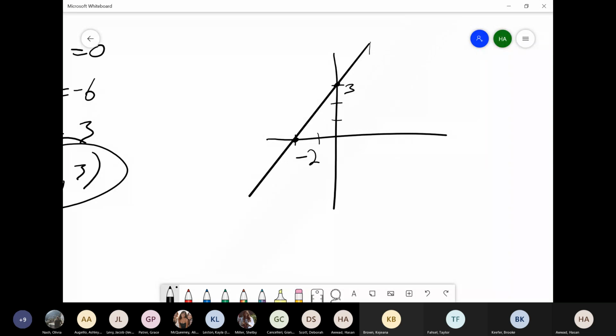Yeah, it looks pretty good. And don't forget to put your arrows at the end just to show that it is in fact a line, not a line segment, just to show that it is continuing on to infinity in both directions, right? So it's going downwards forever, it's going upwards forever.